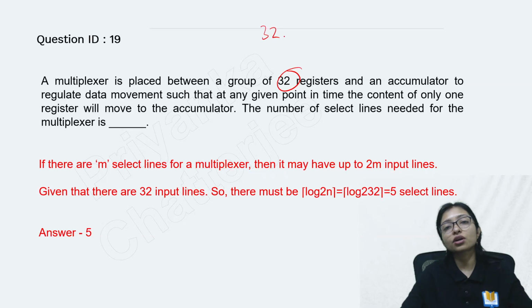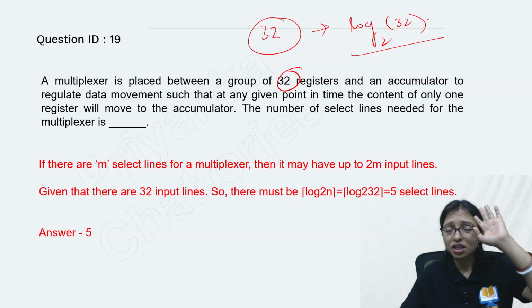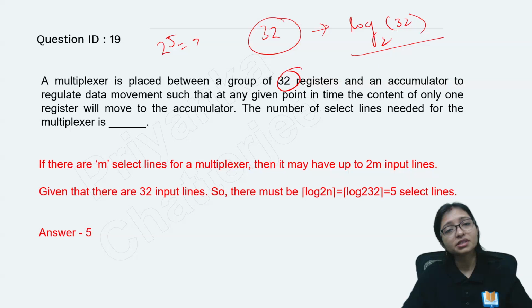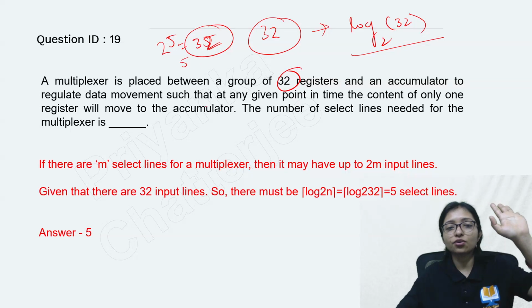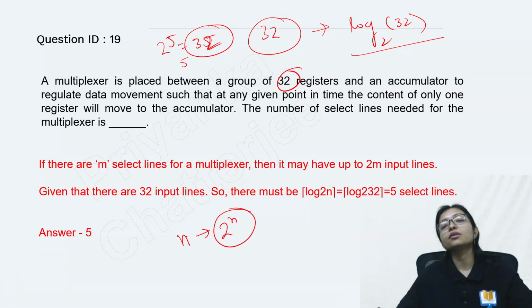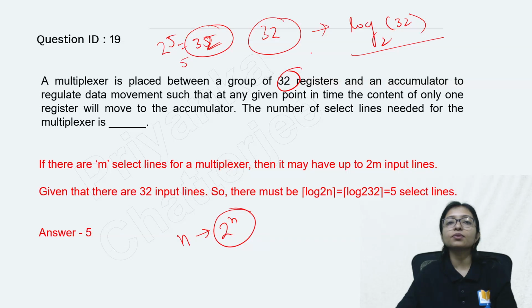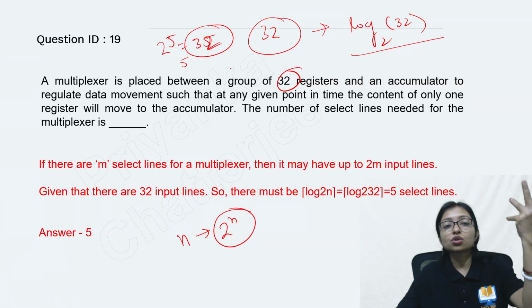That's a simple thing. Here 32. Ultimately my input required is 32. So you have to do log base 2 of 32. Simple way. Don't worry about what is log, nothing required. 2 to the power 5 is 32. So ultimately 5 select lines are required. How to make 32? 2 to the power 5 is 32. So 5 select lines are required. Always remember, n select lines can give you 2 to the power n input lines. So when n input lines are required, how many select lines will be required? Just think 2 to the power what is this? So you have to remember.